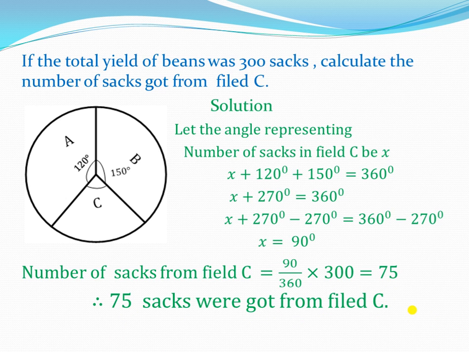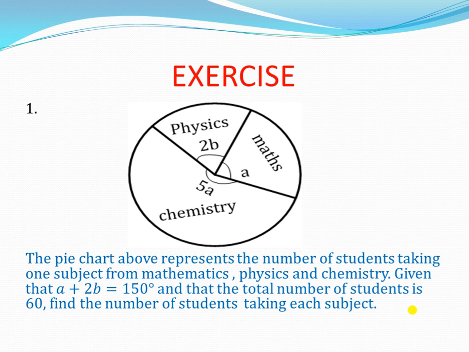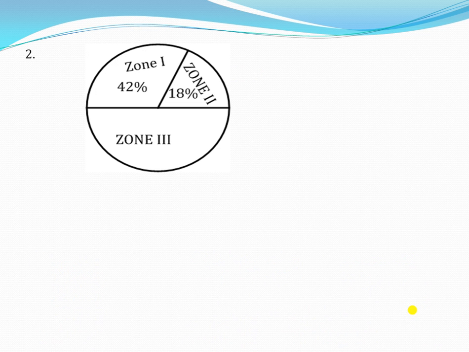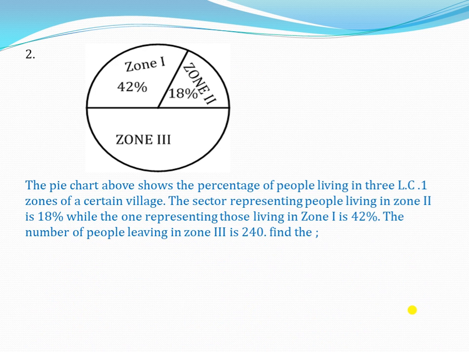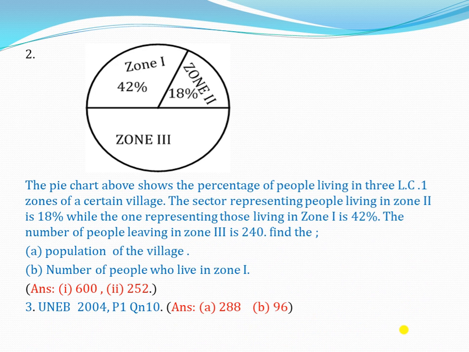Now, with these comprehensive examples, I now expect you to also attempt the following exercise. Question 1 is given by this. Question 2 is given by this. And question 3 will simply be obtained from UNEB past papers. So if you have a question bank, you simply visit your question bank, open 2004 paper 1 question 10. You will get a question concerning pie charts. And I've quoted for you even the answers in the brackets to confirm and mark yourself.